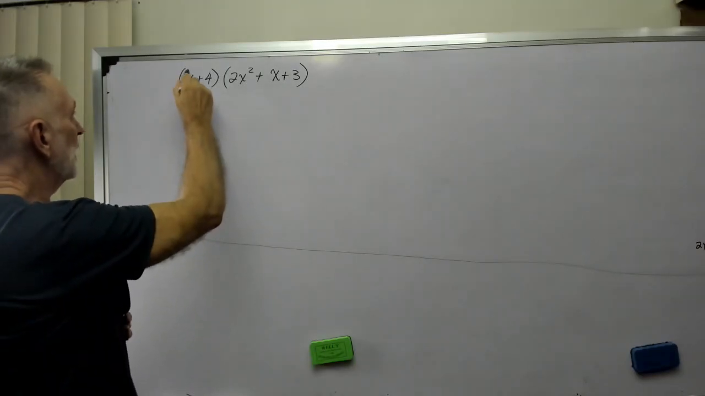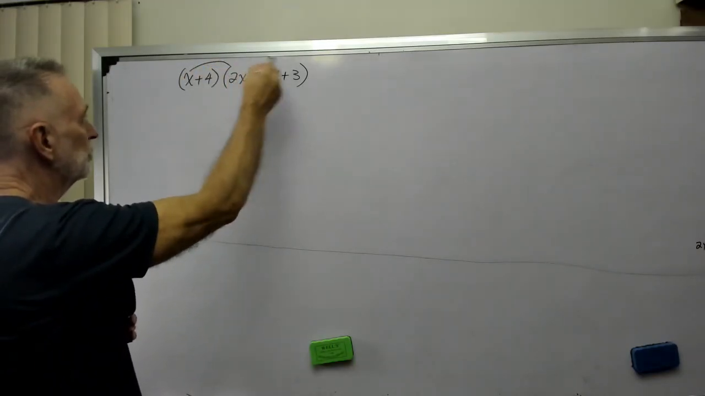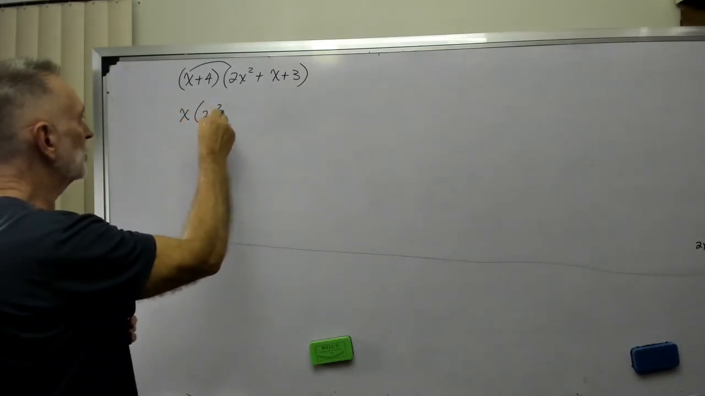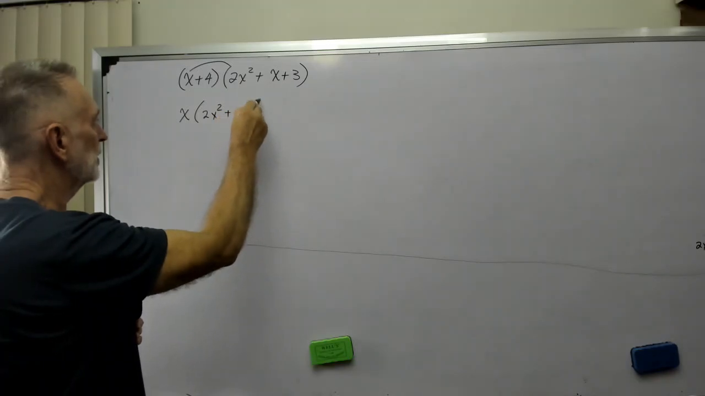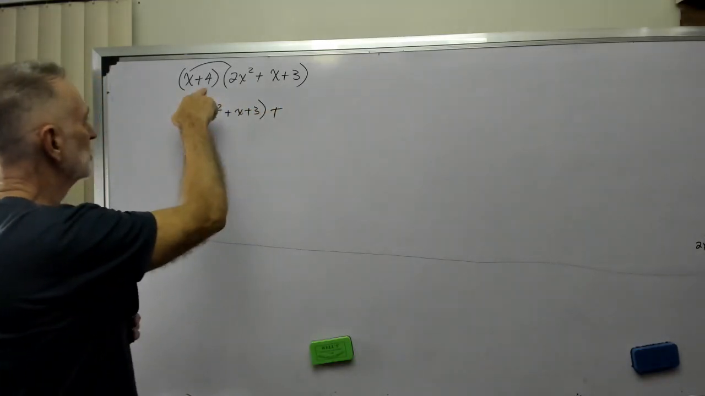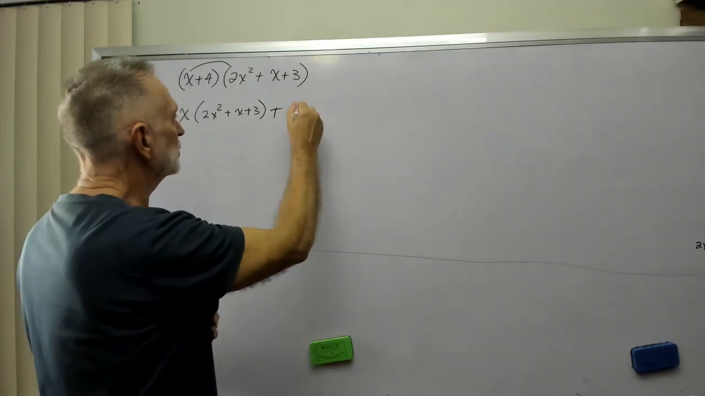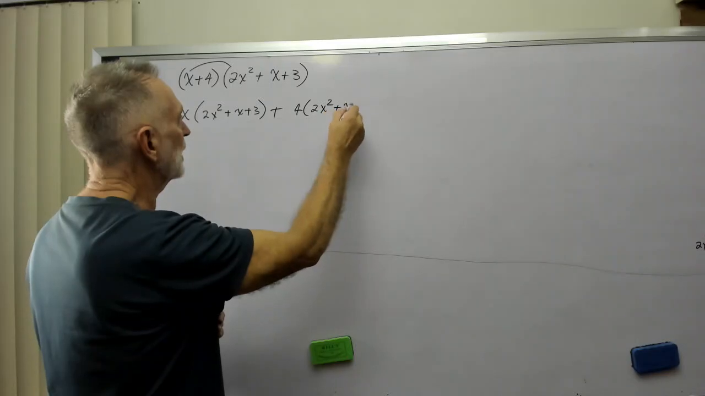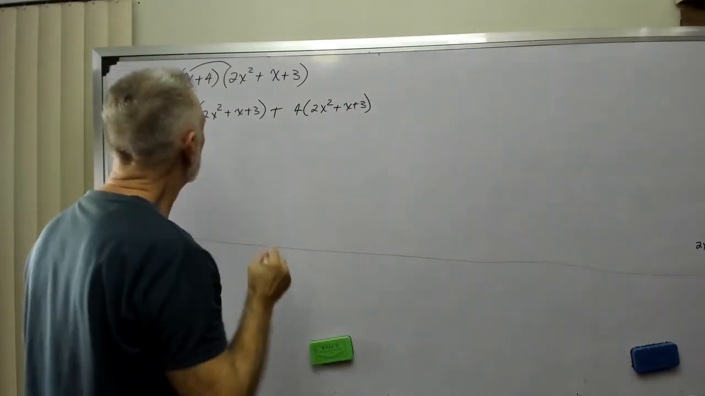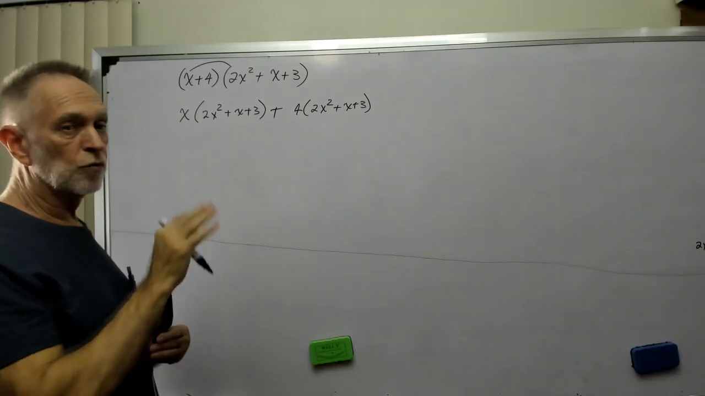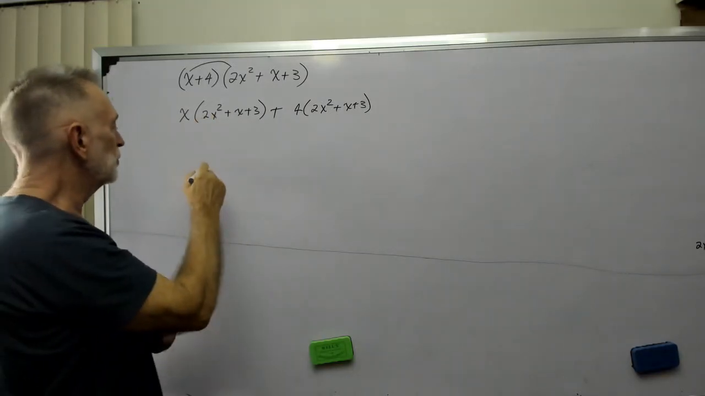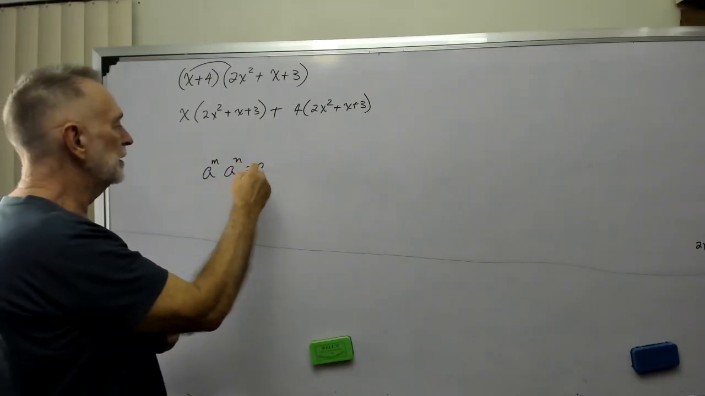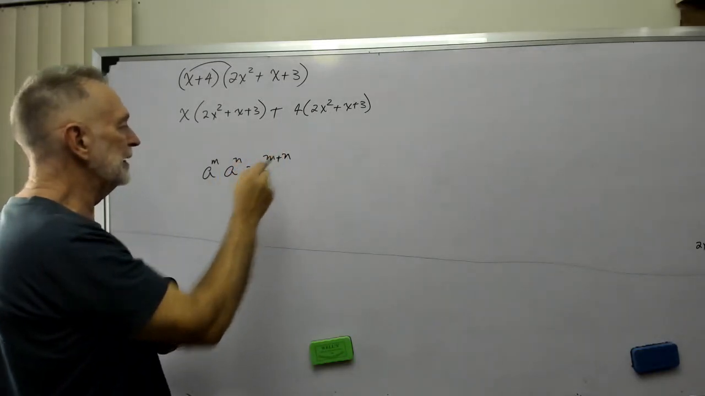So we're going to take the x and distribute it into each factor. So we would have x times (2x squared plus x plus 3), plus 4, we'll distribute it inside, plus 4 times (2x squared plus x plus 3). Now in your rules of exponents, if I have a to the m times a to the n, that's a to the m plus n.